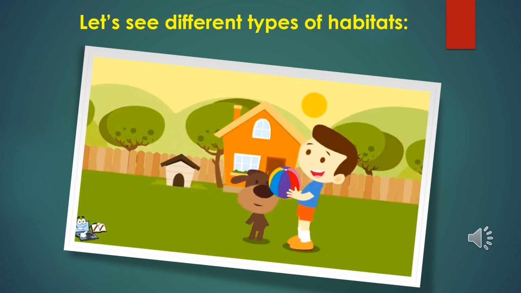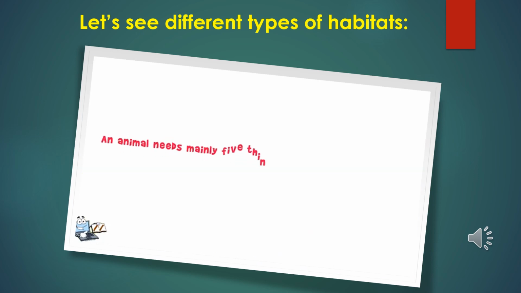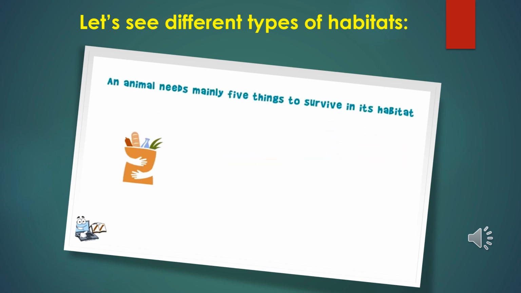When we speak about an animal's or a plant's house, it is more like a neighborhood than a home. An animal needs mainly 5 things to survive in its habitat: food, water, air, shelter, and a place to raise its young ones.